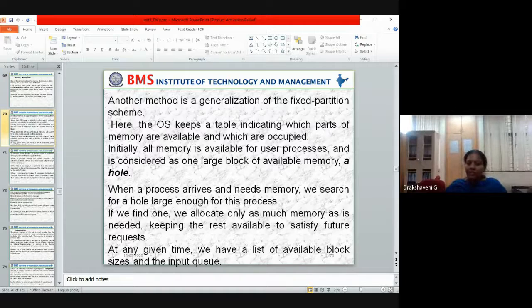When a process arrives and needs memory, suppose one program needs memory, we search in this whole large block whether we can store it. If yes, then that much memory is given to the particular process. If we find one, we allocate only as much memory as is needed and keep the rest available to satisfy a future request. At any given time, we have a list of available block sizes and an input queue.